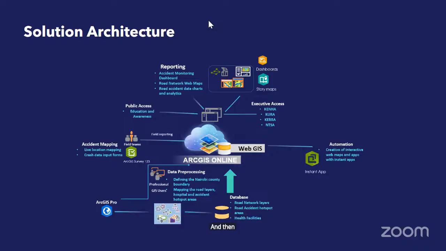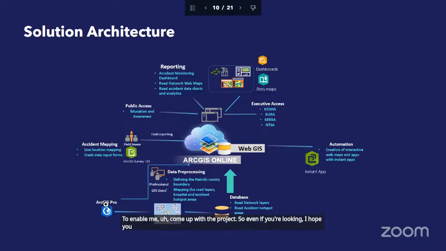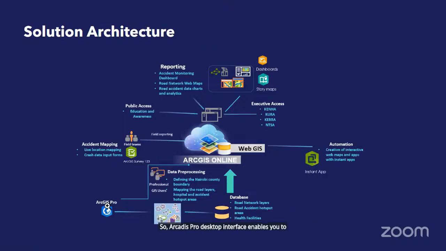And then for the solution architecture, so solution architecture is basically an explanation of how I conceived my project from the beginning of the project to the end, and what are the capabilities of the GIS that is able to enable me come up with the project. So even as you're looking, I hope you can see my cursor. My project started from the ArcGIS Pro, which is a desktop interface. So ArcGIS Pro desktop interface enables you to conduct a variety of analysis. And this analysis we can translate to the ArcGIS Online platform.